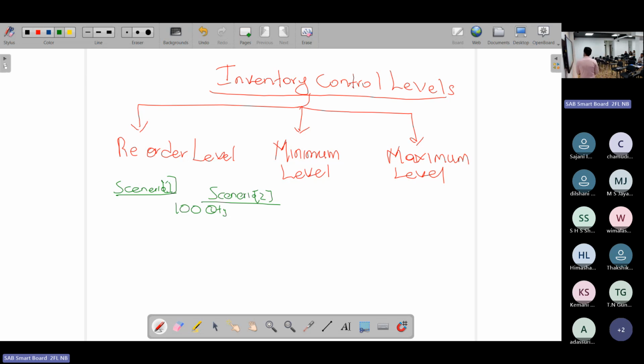So now, scenario 1. Here we have supply time and per day demand. Supply time is how long he will take to deliver the items. Understood that? Supply time.